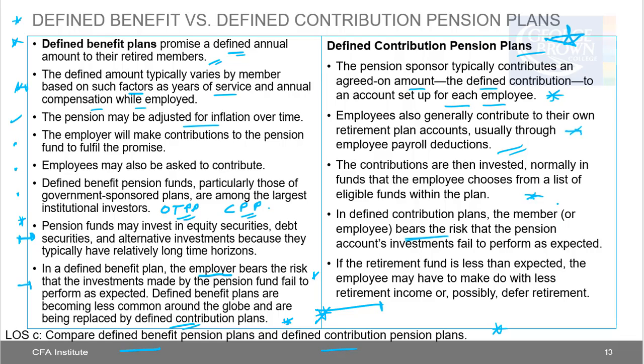Over here, defined contribution, the contributions primarily come from the employee. The employee primarily makes their decisions, with some advice from the fund manager, but they have to make some choices. Therefore, in a defined contribution plan, it's the employee that bears the risk that the pension account's investments fail to perform as expected. If the retirement fund is less than expected, the employee may have to make do with less retirement income or possibly defer retirement. So there's much more risk here for employees with regards to retirement when they're part of a defined contribution pension plan.